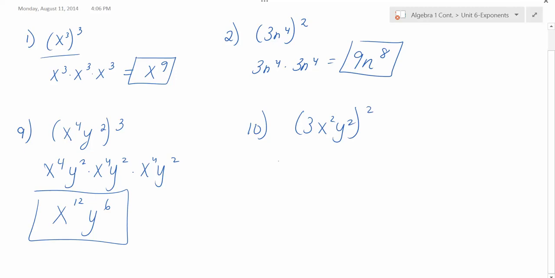Number 10. Here you have 3x squared y squared twice. Okay, so 3 times 3 is 9. You get x to the 4th and y to the 4th.